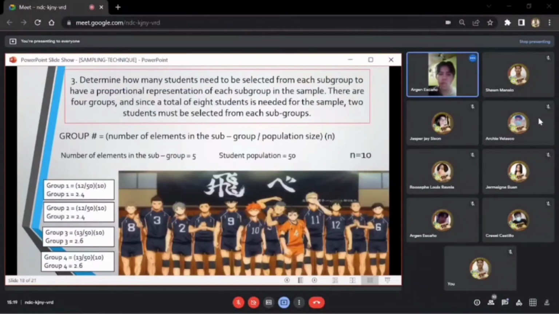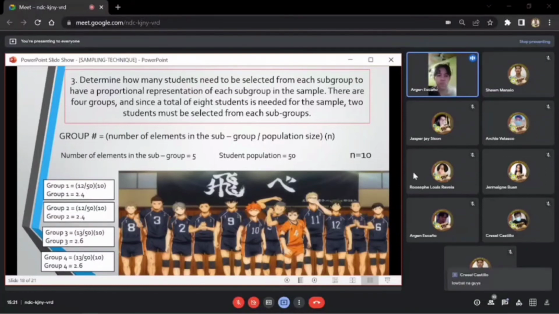Number 3, determine how many students need to be selected from each subgroup to have a proportional representation of each subgroup in the sample. There are 4 groups, and since a total of 8 students is needed for the sample, 2 students must be selected from each subgroup. The number of elements in the subgroup over the population size times small n. The student population is equal to 50 and small n is equal to 10.